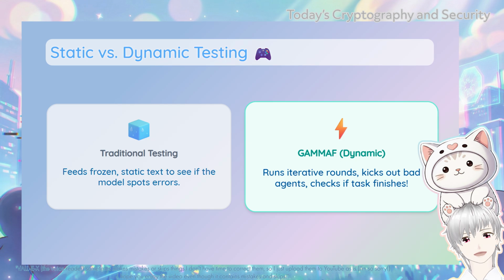If we compare this to other technologies, traditional security testing usually just looks at static data. They just feed the AI a bunch of frozen text and see if the model spots the error. But GAMMAF is totally dynamic and alive. It actually runs the group chat in iterative rounds. And when a defense model flags a bad agent, GAMMAF actively kicks that agent out of the chat, severs their communication channels, and sees if the rest of the good agents can still finish the task correctly. That's right, it is like playing a real-time game of finding the impostor. And it makes the testing so much more realistic than older methods.